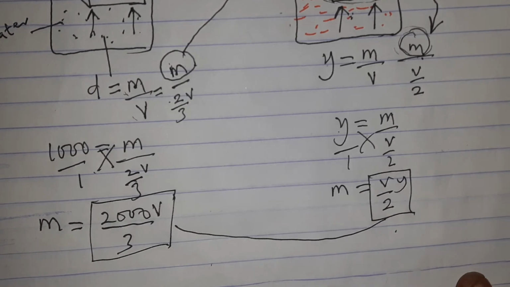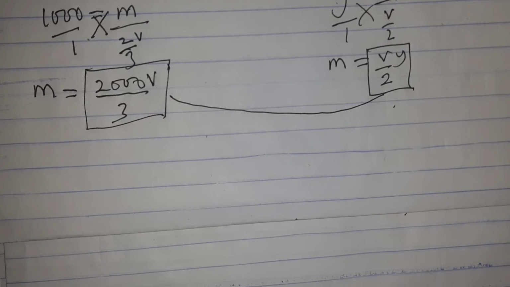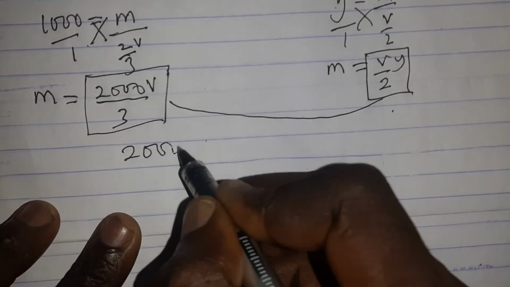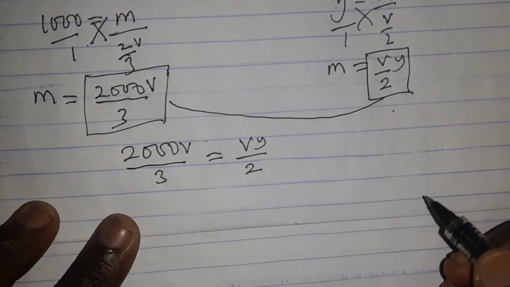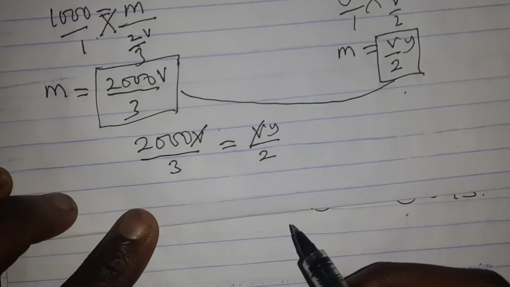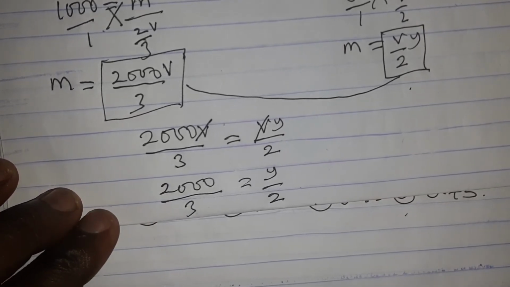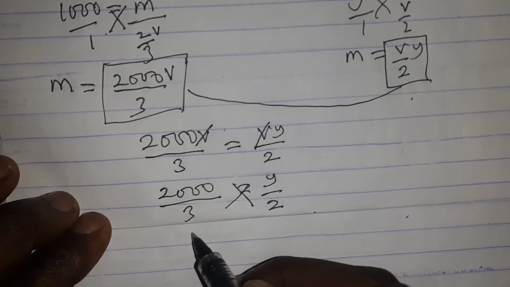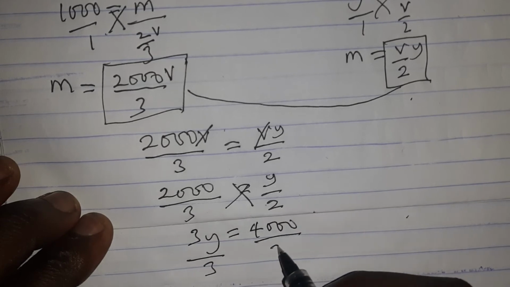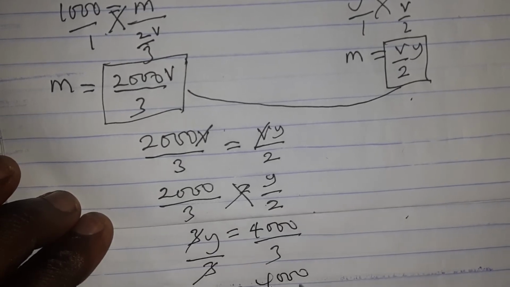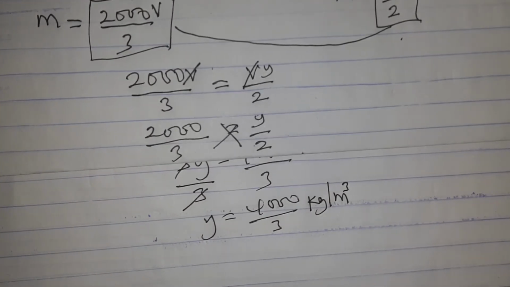So we are going to solve and make Y, because Y is the value of the density of the liquid, the subject of the formula. So we are now going to say 2000 V over 3 equals Vy over 2. Then, of course, I can say V cancels V. I'm left with 2000 over 3 equals Y over 2. And I can now cross multiply. Y times 3, that will give me 3Y equals 2000 times 2, that's 4000. Divide both sides by 3. 3 cancels 3. Then Y equals 4000 over 3 kilograms per meter cube. So that's the density of the liquid.